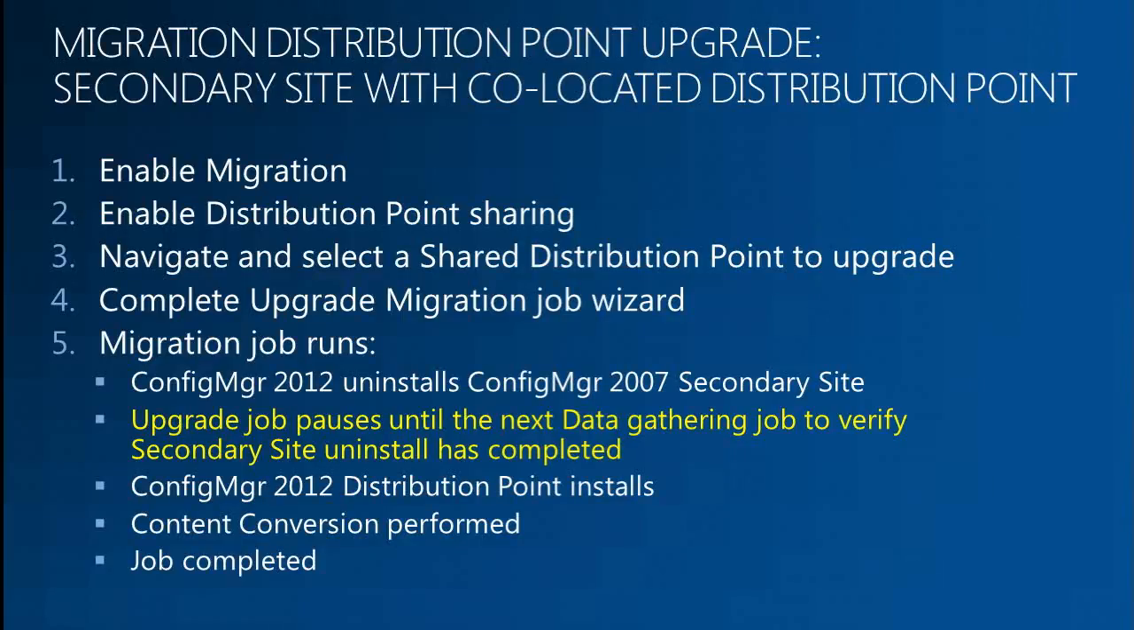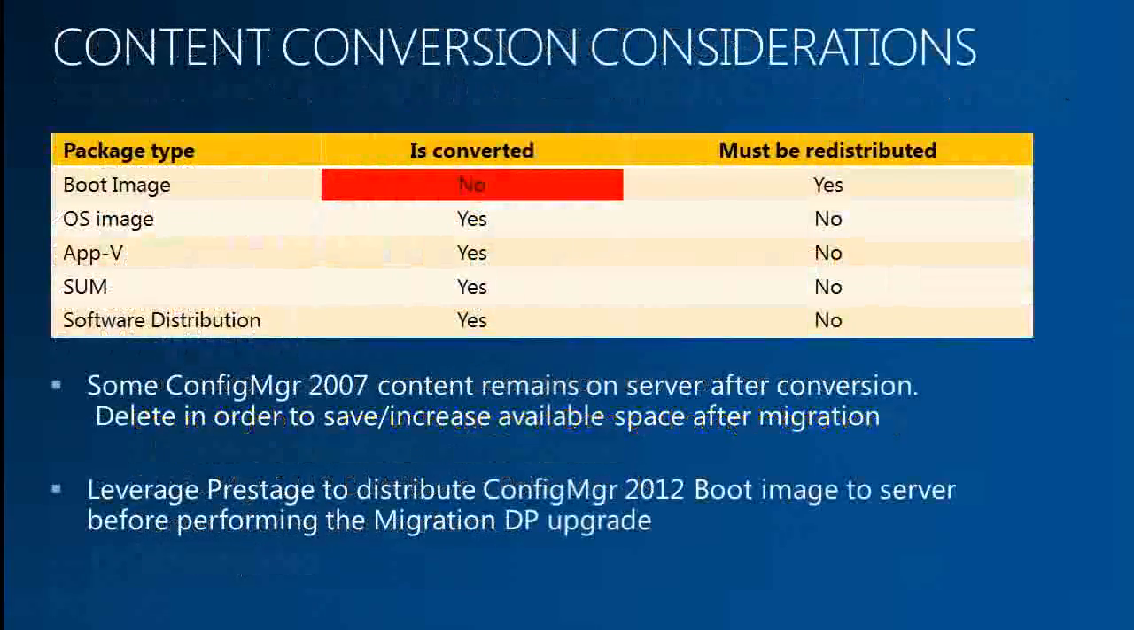But then after it recognizes that that secondary site has been removed, then we'll move forward with that 2012 distribution point install, then the content conversion, and then the job is completed. So overall, that's kind of the end-to-end of how that process works. So in terms of what's converted and not, some considerations for that. Basically, the only thing not converted is the boot image.